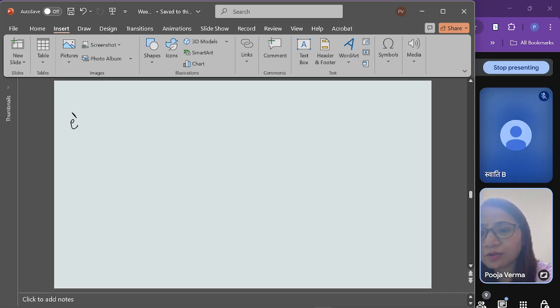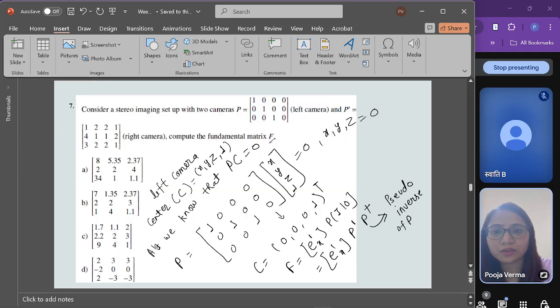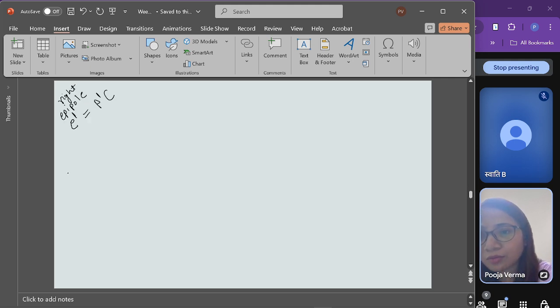So to calculate the right epipole, already we know that it is equal to P dash C. So P dash is given, and C we have already calculated. This is the camera center. It is the right camera matrix, right? It is given in this equation as P dash. Okay. So now just calculate E dash.